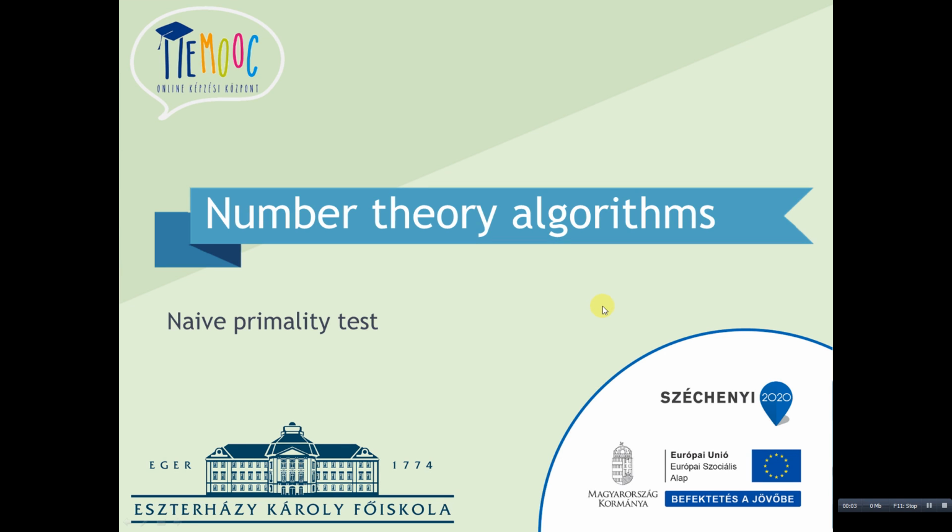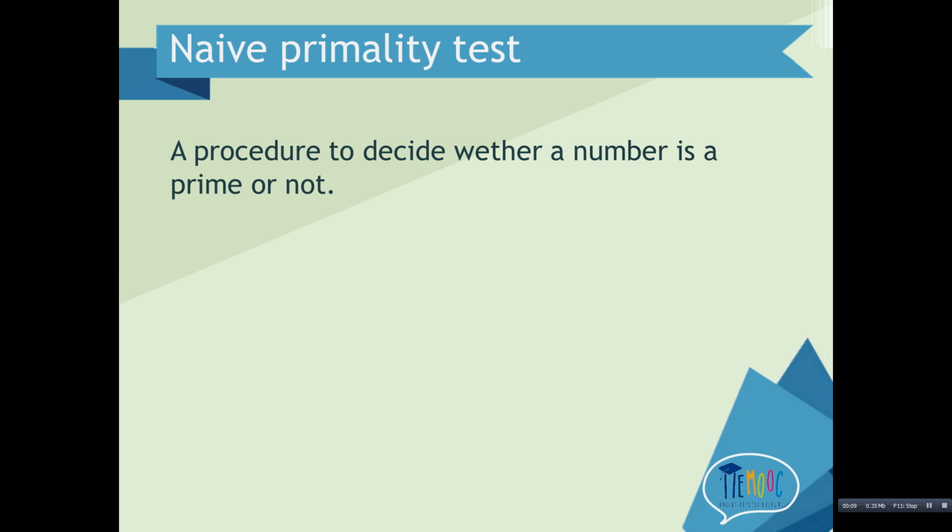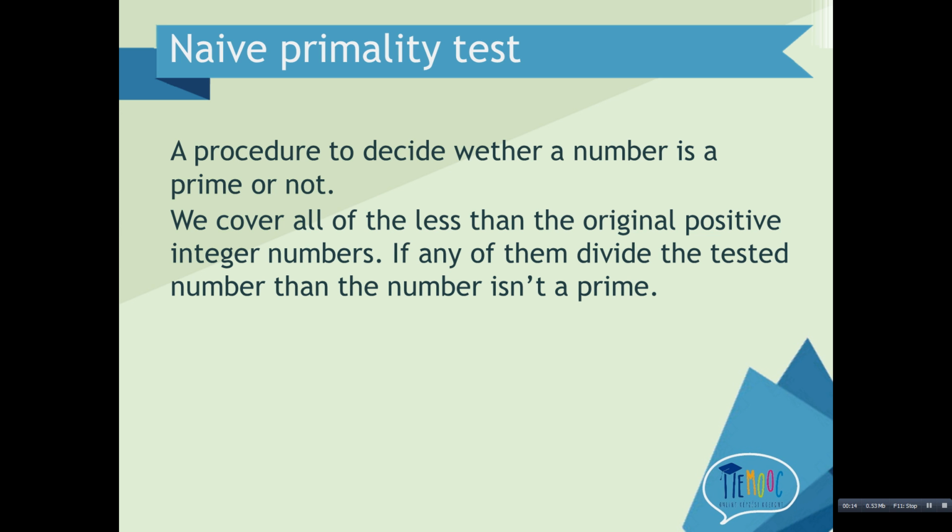In this video, we will see another number theory algorithm, the naive primality test. With this test, we can decide whether a number is a prime or not. During this algorithm, we iterate through numbers which are smaller than the investigated number, and if any of them divides the number, then it isn't a prime.